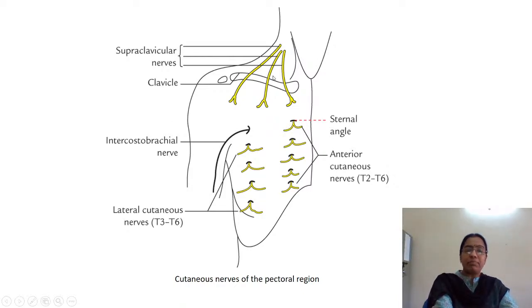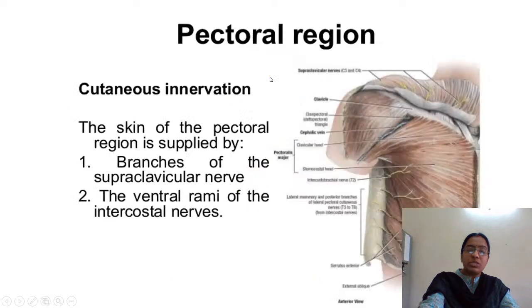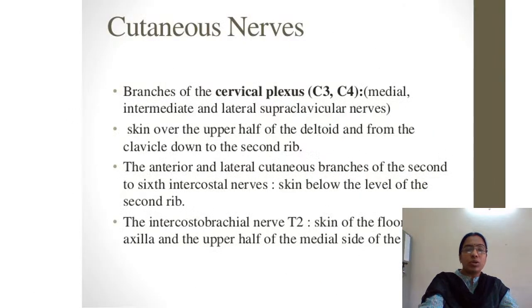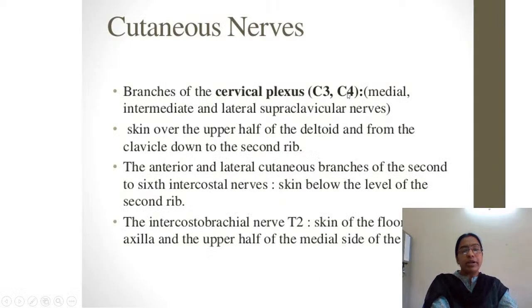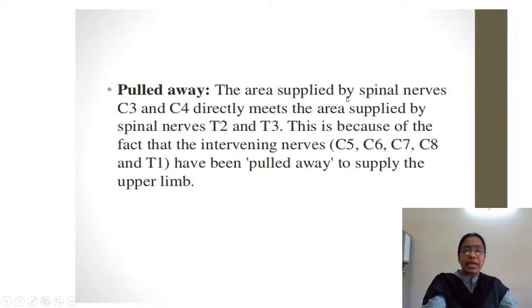When we see it, the cervical plexus, C3, C4, is supplying the upper part up to the second rib. Below it, it is supplied by T2 to T6. Here C3, C4 is supplying the upper part. What has happened to C5, C6? Because the cervical plexus, if you see it, is formed by C5, C6, C7, C8. They form the cervical plexus.